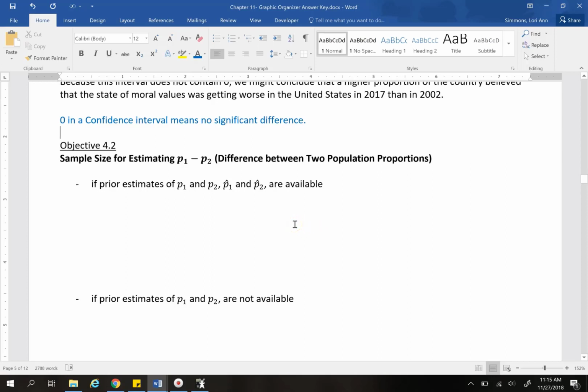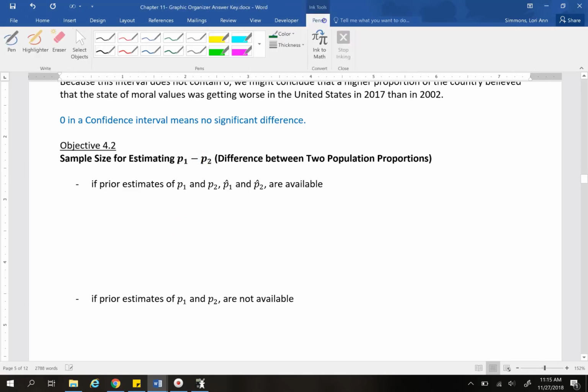Okay, now if they ask for sample size for estimating p sub 1 minus p sub 2, the difference between two population proportions. Here, unfortunately, we do not have a calculator command. You need to do this by hand. Again, if you need more help, you can go to Objective 4.2 on the interactive assignment.